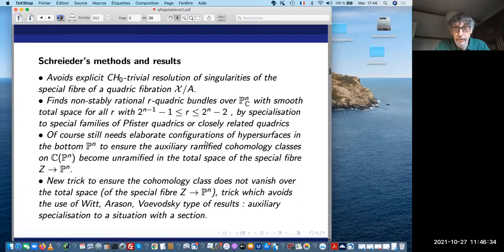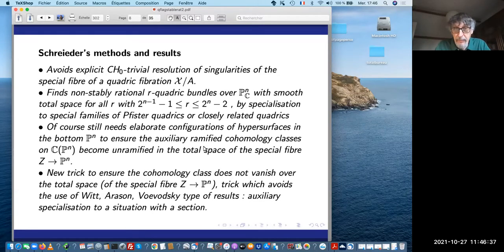Okay, now to do the specialization method, you have to have special fibers with interesting unramified cohomology. And for that, you still need an elaborate configuration of hypersurfaces in the bottom P^n of your quadric fibration, of the special quadric fibration, okay? To ensure that the auxiliary ramified cohomology class you get in C(P^n) becomes unramified in the total space of the special fiber. Okay, remember this trick of getting something ramified, a cohomology class which is ramified in your P^n, and you go up to the total space of some fibration, and it becomes unramified because the ramification somehow is gobbled up by the ramification of the fibration. Okay, so for this, you need to produce a configuration of hypersurfaces in your bottom P^n. Okay? So there's still some work to be done here. There's no magic like this one.